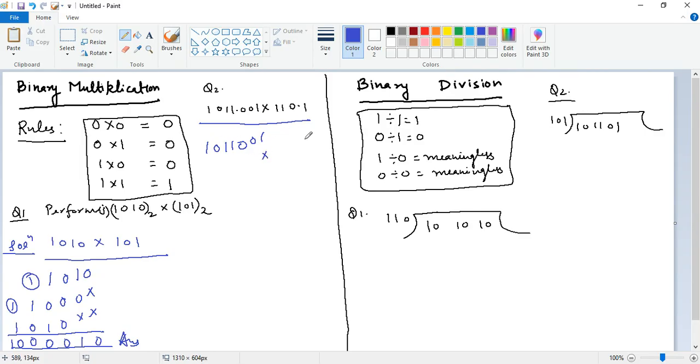And you can say when you multiply your number with 1, then you will get the same answer. And when you multiply a number with 0, then all digits will be 0. So we have to put 1, 2, 3, 4, 5, 6, 7 zeros here.